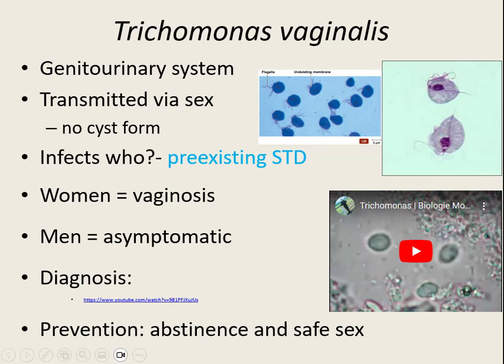How they diagnose, my little YouTube over here, is they can take a urine sample, because it can be found in the urine as it comes out of the vaginal tract during urination. They can also get a sample from the vagina, some of the discharge, and just look underneath the microscope. They're flagellated, and as long as they're in some type of slightly moist environment, you will see these things swim around, which you should never have anything swimming around. Prevention: abstinence and safe sex is going to be the best way to prevent it.